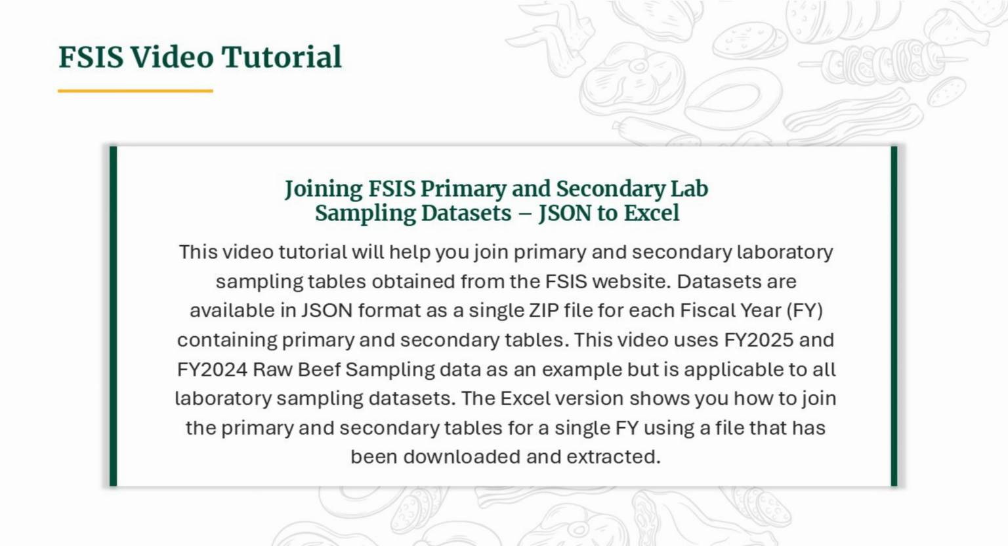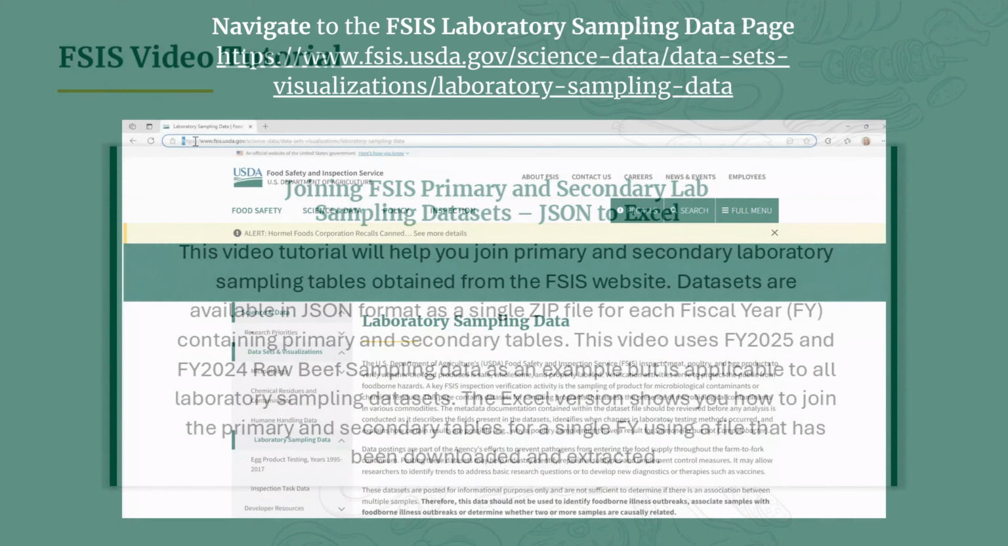Datasets are available in JSON format as a single zip file for each fiscal year containing primary and secondary tables. This video uses FY 2025 and FY 2024 raw beef sampling data as an example but is applicable to all laboratory sampling datasets. The Excel version shows you how to join the primary and secondary tables for a single fiscal year using a file that has been downloaded and extracted.